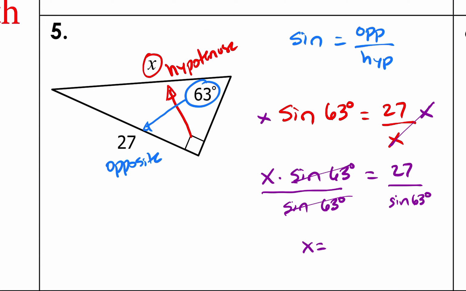So I'm going to punch that into my calculator. 27 divided by sine of 63 degrees, making sure your calculator is in degree mode. And we get 30.30, which is just 30.3. And there you go.